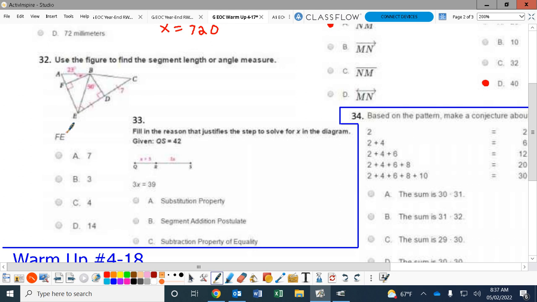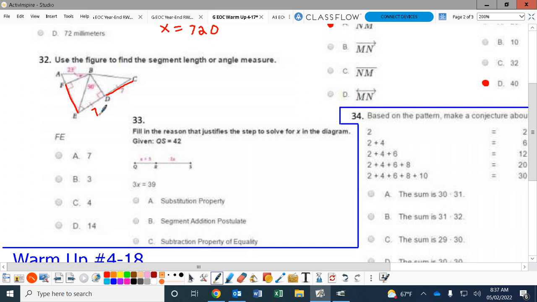So FE. FE is right here. Okay, how can we get that? So we've got, this is 7. So if this is 7, this one's got to be 7. I'm trying to see what else we've got in there. Are there any other angle measures anywhere in that picture?